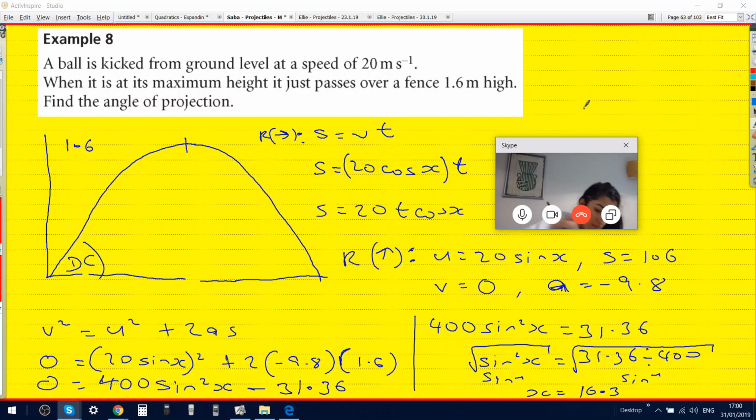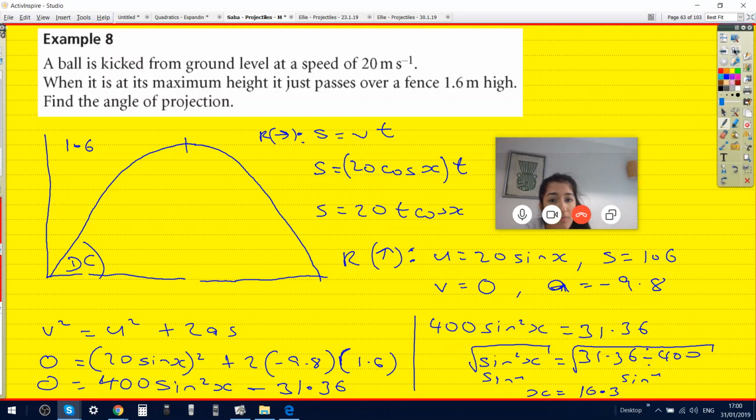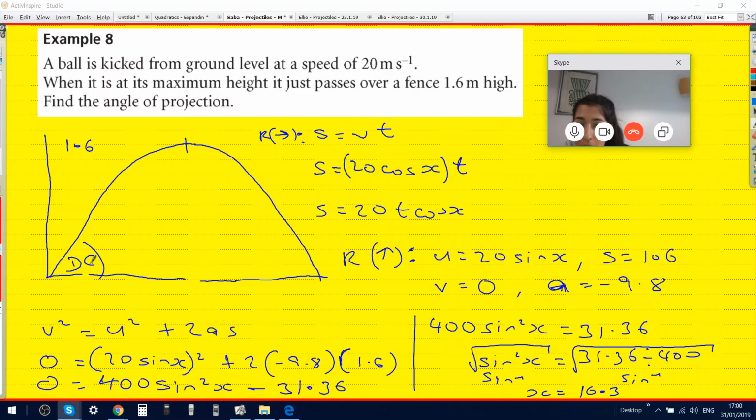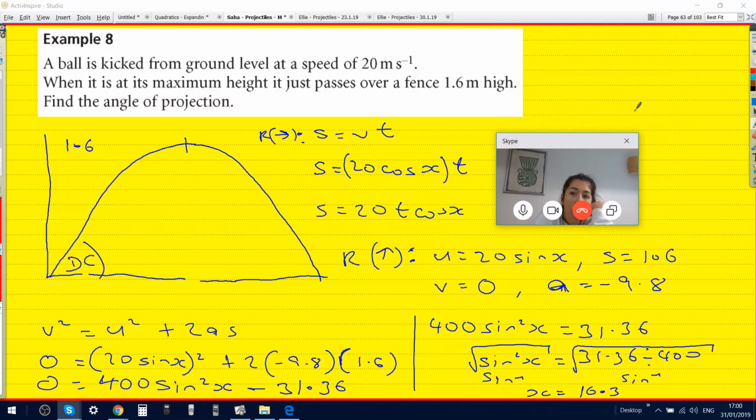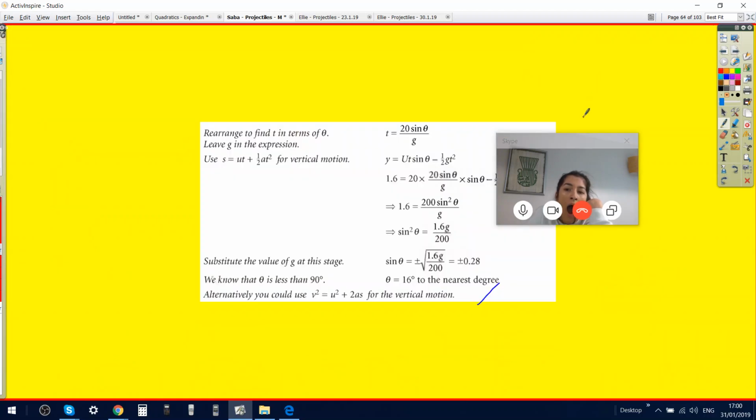It's all fun and games, but I swear I would never do this in the exam. So all you have to do is find 4 things for it. So we found U, S, V, and A. And one unknown is involved, and then we just sub them all into one of the equations and solve it. It's always the same thing.